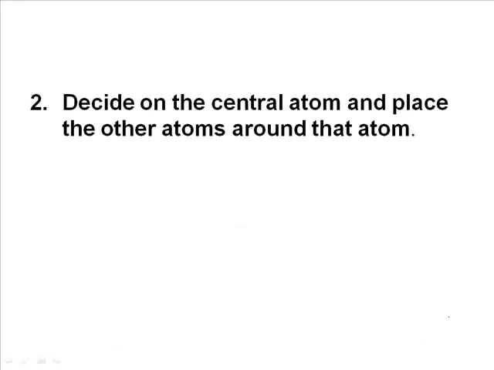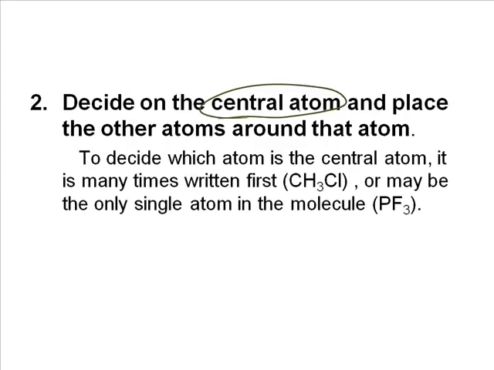Okay, so you've got the number of valence electrons, and then step number two is you have to put one atom or multiple atoms in the middle, and then put the other atoms around that atom or those atoms. Typically, if you have carbon, carbon will always go in the middle. Usually this is not very difficult. On the AP exam, usually the one that comes first in the molecule will be the one that goes in the middle. But if there's, like in this case PF3, you can't put three fluorines in the middle, so obviously the one phosphorus has to go in the middle. So it's really just using common sense.